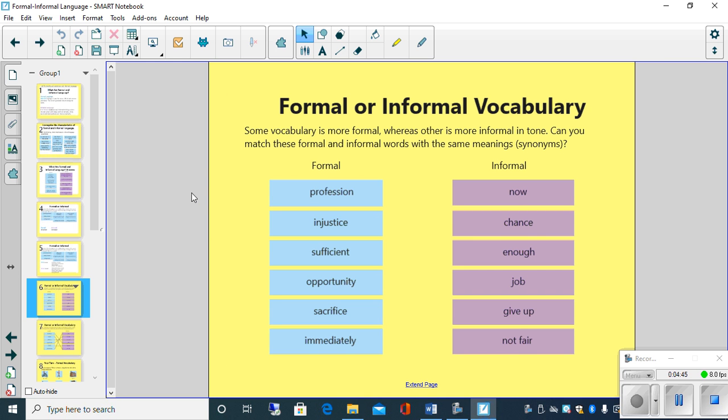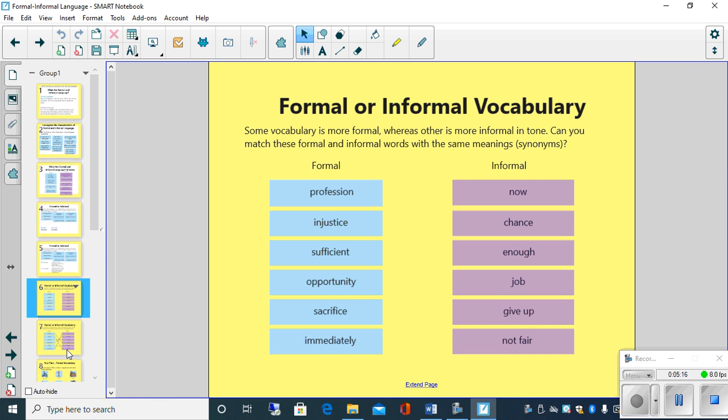Let's have a look at the vocabulary. It says some vocabulary is more formal, whereas others is more informal in tone. Can you match these formal and informal words with the same meanings, the synonyms? And if we think about yesterday's reading, it was all to do with vocabulary within context and synonyms of words. So can you match up, for instance, what's the informal word for profession? Pause the video and I will show you answers on the next slide.